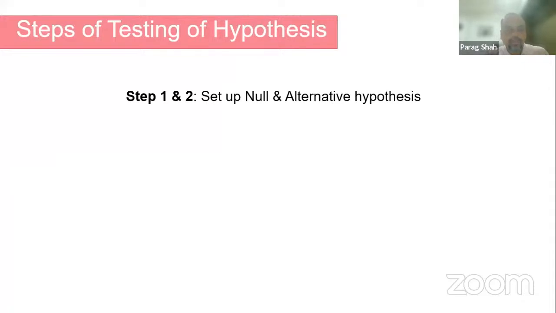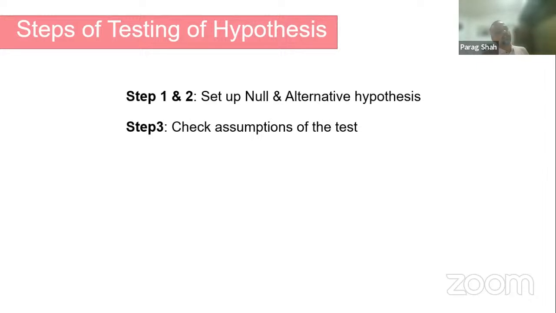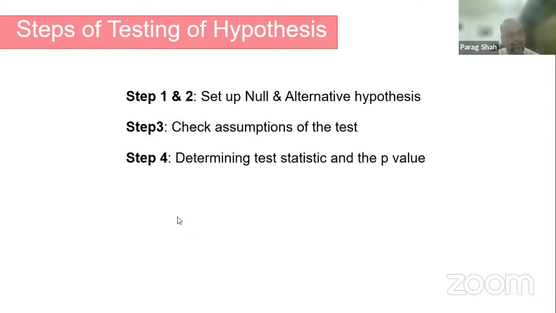So, steps. First step, null and alternative. Third step, which the majority of books ignore, but industry, researchers, and good research journals require, is to check the assumptions. That is step 3. I'll explain what it is. Step 4 is simple: test statistic and p-value.